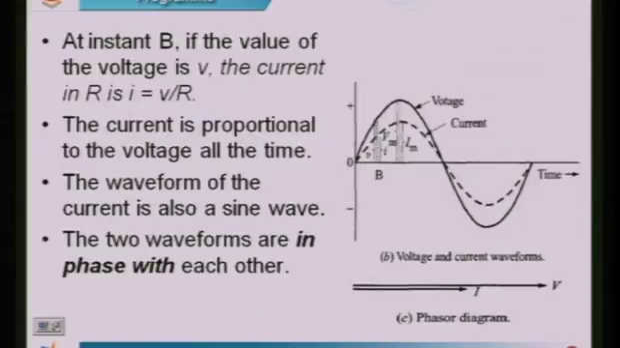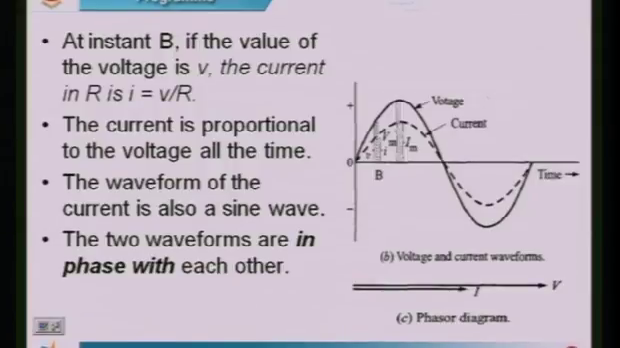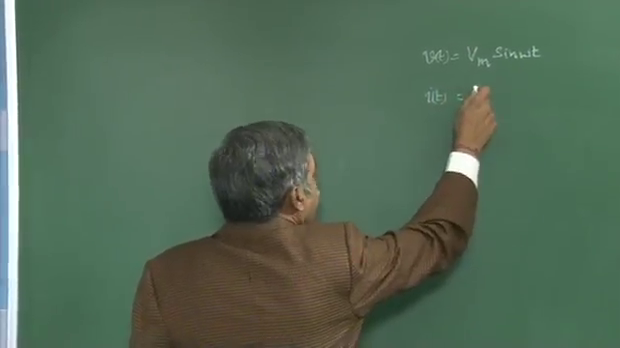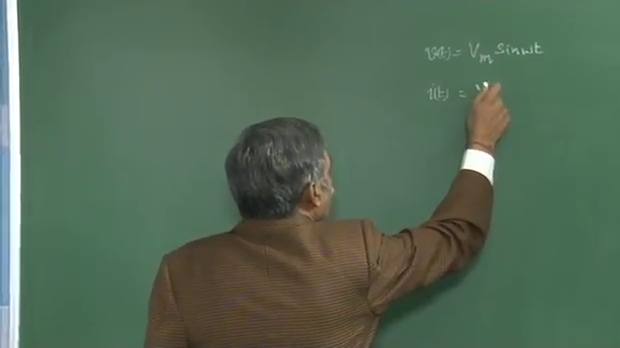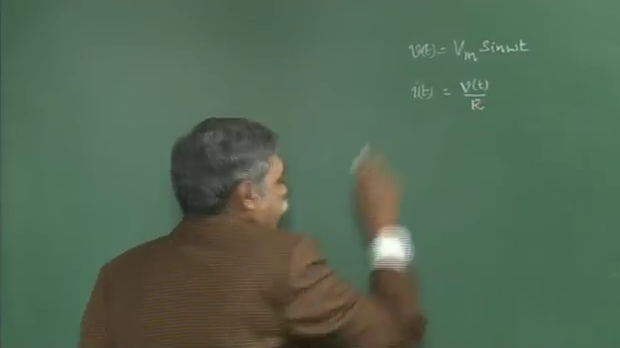Now, in this network, the current at any instant can be obtained by applying Ohm's law to the resistance. According to Ohm's law, the current I of t in the network at any instant is equal to the voltage V of t divided by the resistance R.